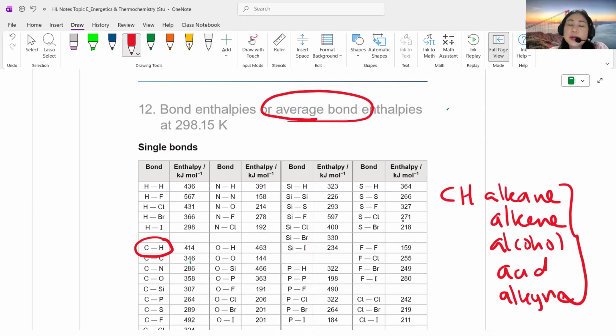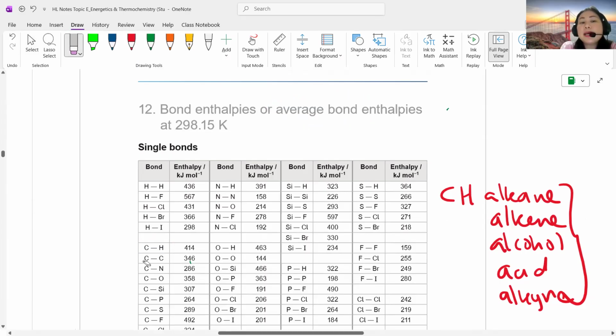So this averaging brings about some errors. Take note whenever you're using the data booklet values, some of the values are average bond energy, and that could be one source of the difference compared to other methods of calculation. The averaging does not reflect the actual environment of the CH bond in the compound that you're looking at.